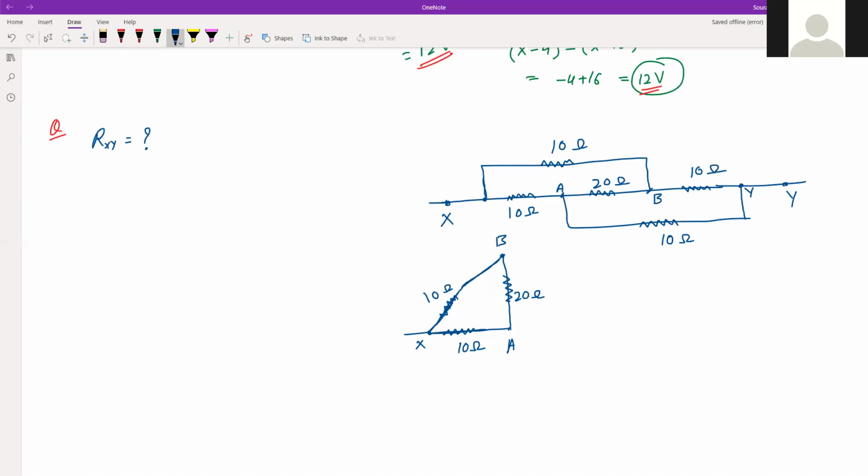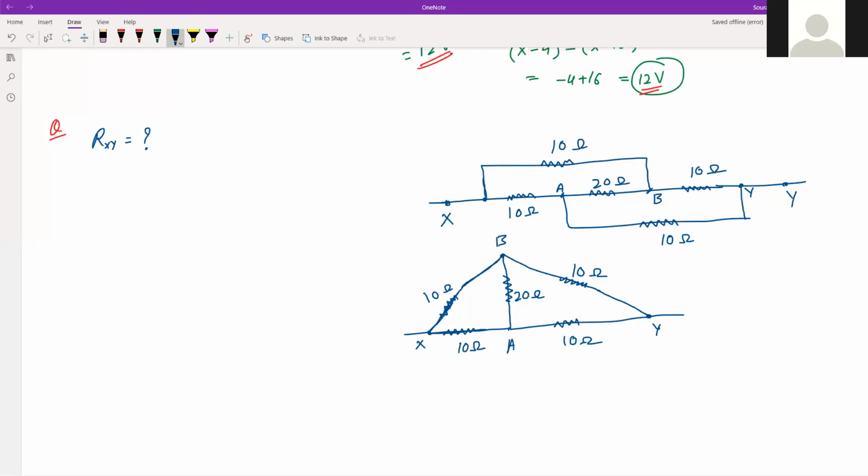Then from B to Y there is a 10 ohm resistance, and from A to Y also there is a 10 ohm resistance. So from A to Y and B to Y there are these two resistors. Suppose this point is Y. So B to Y and A to Y both are 10 ohms. Now we have to find the equivalent resistance of this.